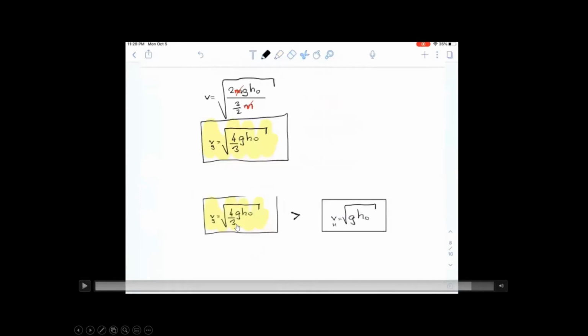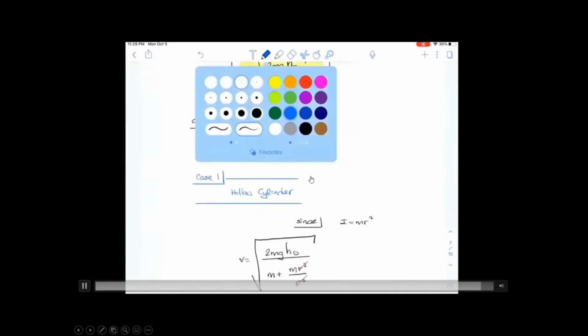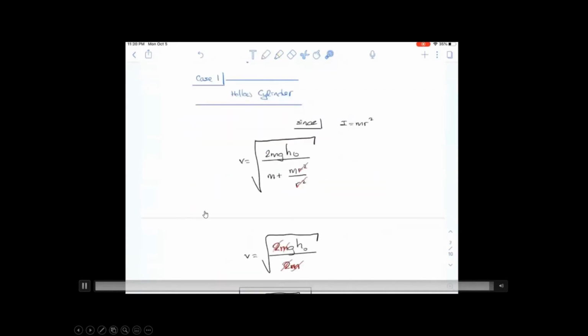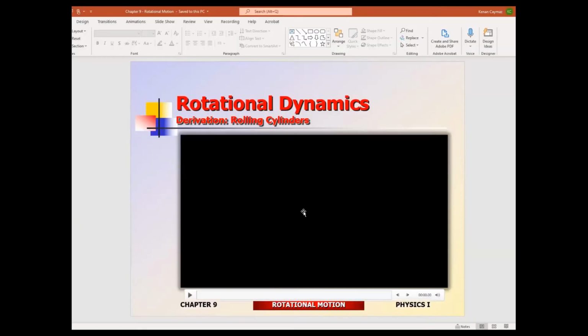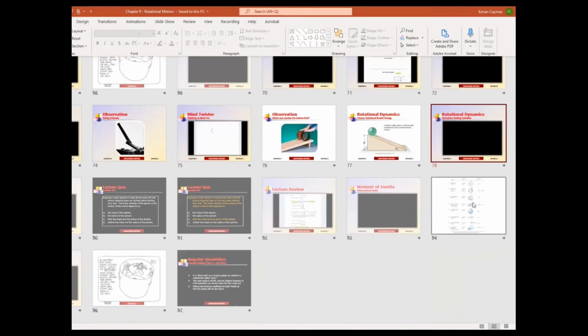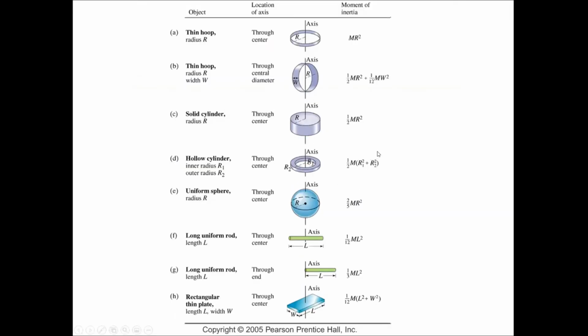So the solid cylinder is going to have a larger speed because it's got a moment of inertia which is half the moment of inertia of the hollow cylinder. So the question is, moment of inertia of the solid is going to be half of that of the hollow cylinder that you got. Hoop is going to be mr squared. The solid is going to be 1/2 mr squared.